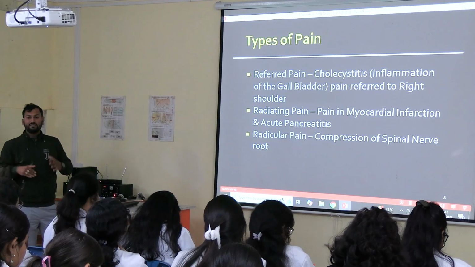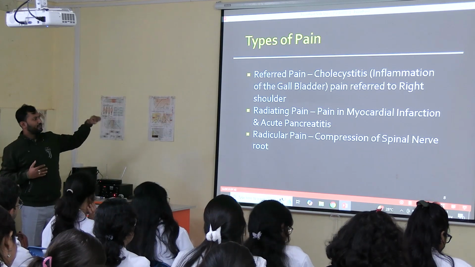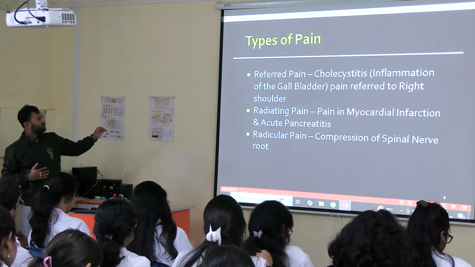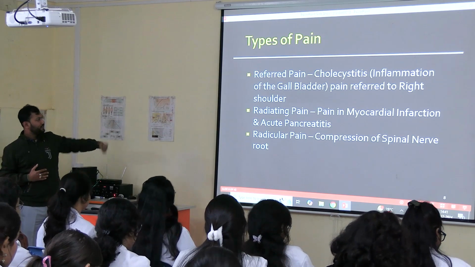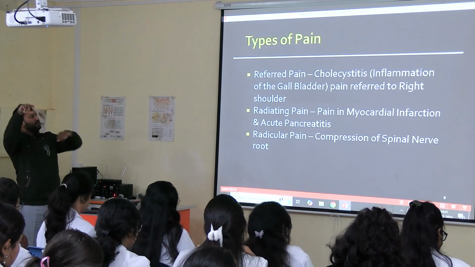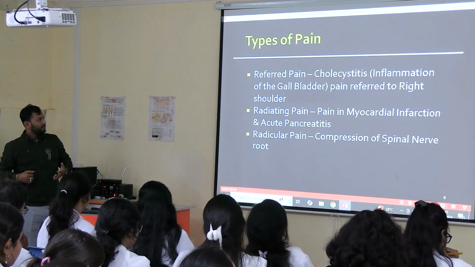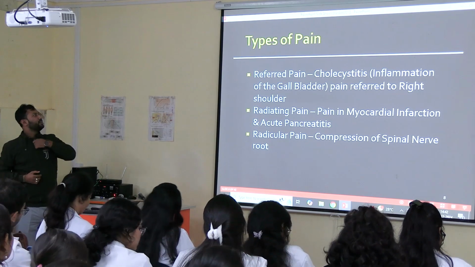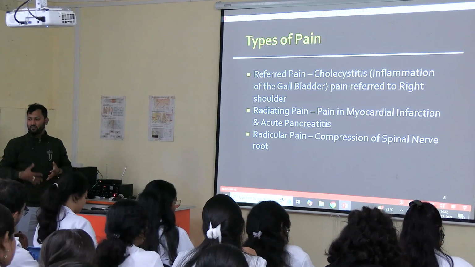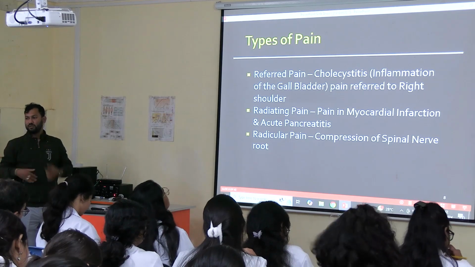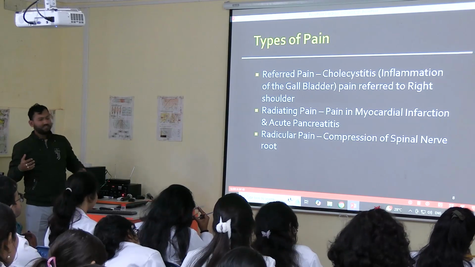Referred pain means simultaneously in both parts you will feel the pain. Suppose, for example, in gallbladder pain will be referred to the right shoulder. In referred pain, the pain will shift. Like if you have a problem in the gallbladder or inflammation, this will be shifted to the right shoulder. You will feel the pain in the right shoulder, but the disease is in the gallbladder. So you should correlate with that. Okay, he is having pain in this area, so he might be having cholecystitis.